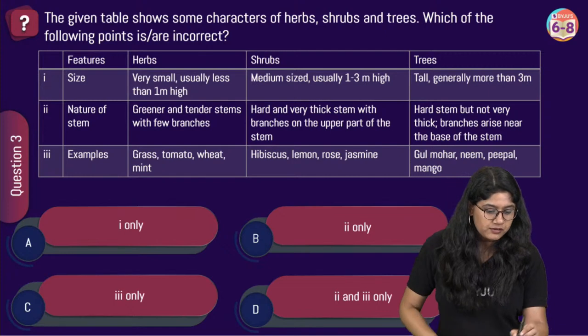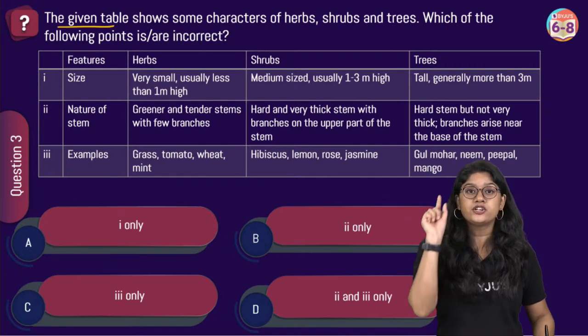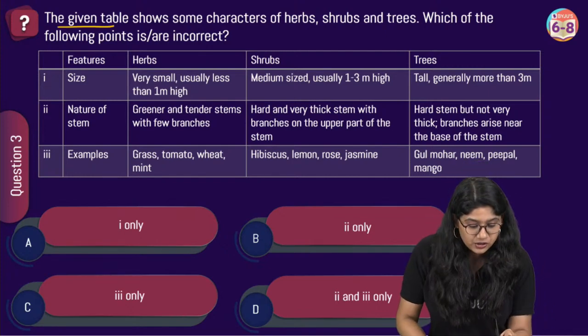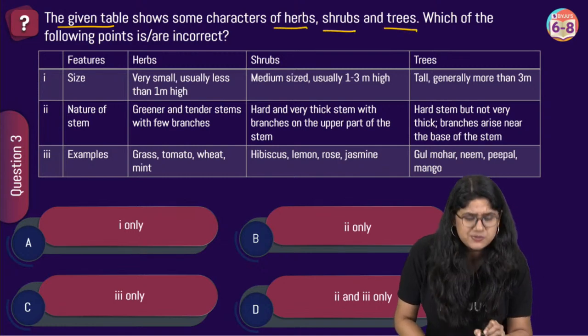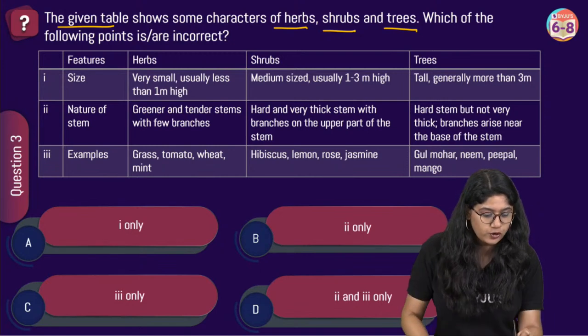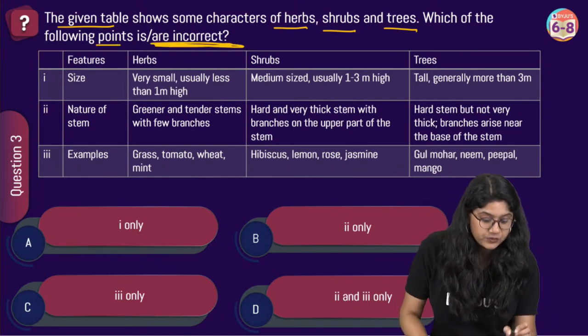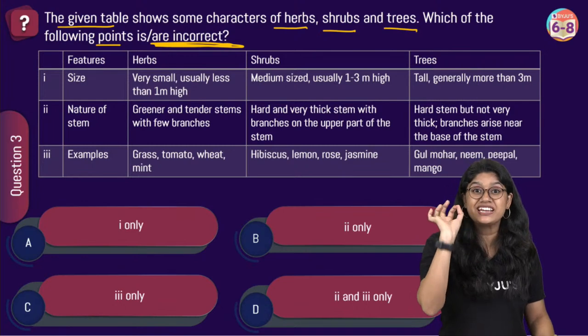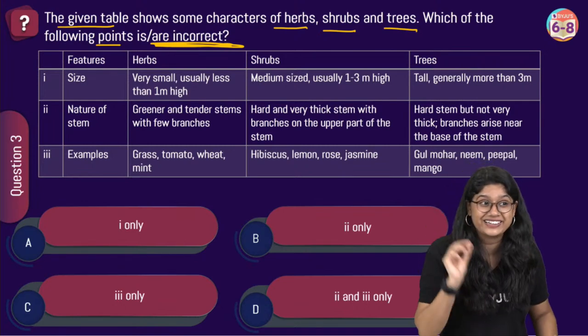Here we have the given table that shows the characteristic features of the herbs, shrubs and the trees, basically different types of plants. Which of the following points is incorrect? You have to look for the answer which is incorrect.